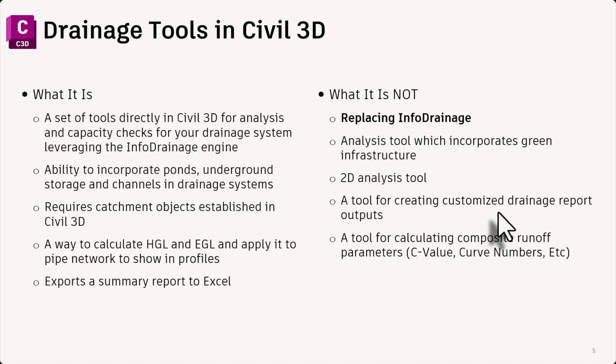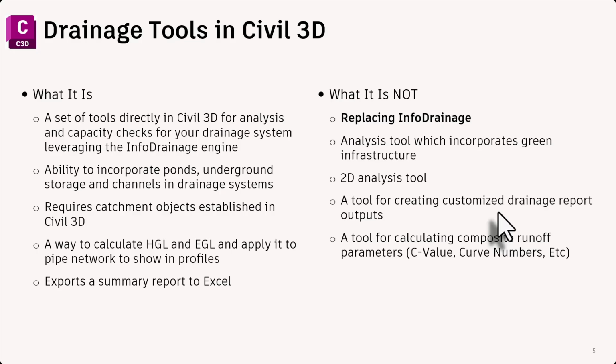And so there's been a lot of conversations with these tools coming out about what they are and what they aren't. So really what they are is it's not just one single function within Civil 3D. It is a set of tools in Civil 3D that allows you to analyze and check the capacity of your drainage system. And it does leverage the InfoDrainage engine. It allows you to incorporate ponds, underground storage, and channels in your drainage system. It does require the use of catchment objects in Civil 3D because that's really where you're going to generate your runoff. It's going to enter your system. It's a way to calculate HGL and EGL and apply it to the pipe networks. It allows you to export a summary report to Excel.